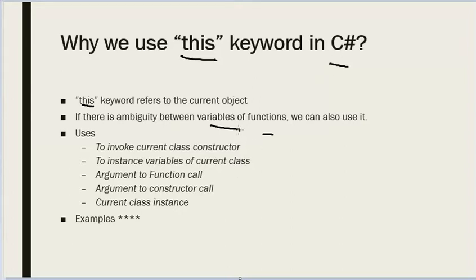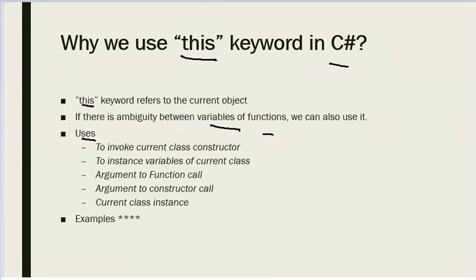I will show you this with the help of an example. Let's see the uses. To invoke current class constructors, you can use this. To instance variables of the current class, you can use this, and arguments to function calls, arguments to constructor call, and the current class instance. Now let me explain this with the help of an example.